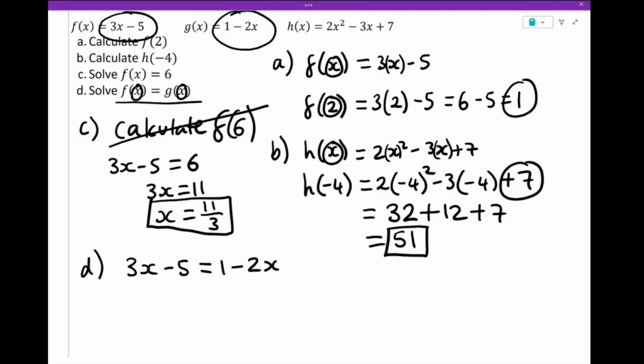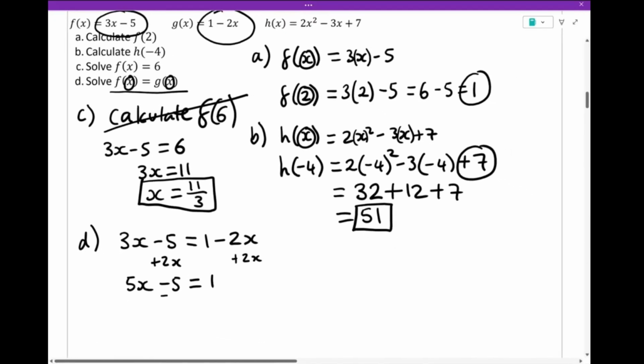Okay, and now I have an equation that I can solve. So I'm going to start by getting all my x to one side. So I'm going to add 2x to both sides. So I would get 5x subtract 5 is equal to 1. Now we've got all our x to one side. We're going to add 5 to both sides, so we get 5x is equal to 6. And then we're going to divide by 5, so x is going to come out as 6 over 5.